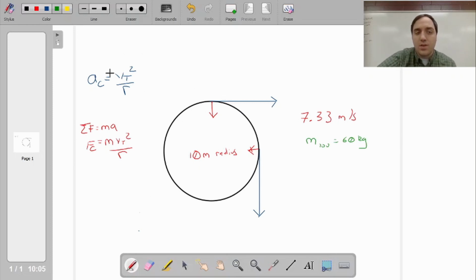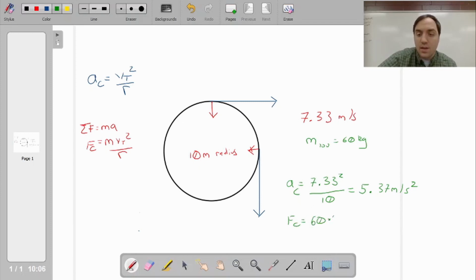Well, we can find the acceleration using this equation here to get 5.37 meters per second squared. And there you have it, your centripetal acceleration, your acceleration towards the center of the circle, is 5.37 meters per second squared, which means the force acting in the centripetal direction is 60 times that 5.37, which is 322.41 newtons. And we're done, right? Simple, easy peasy. We can find the centripetal force.